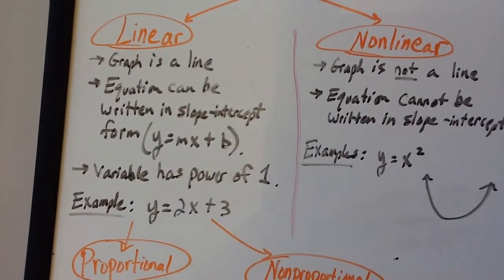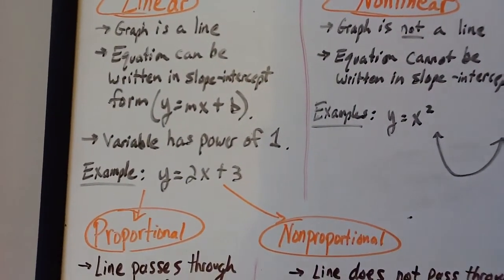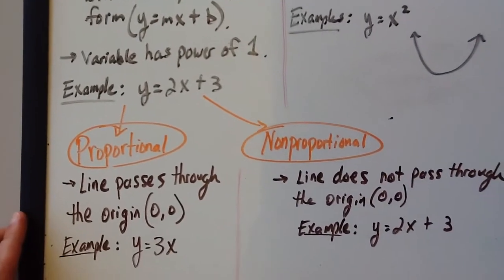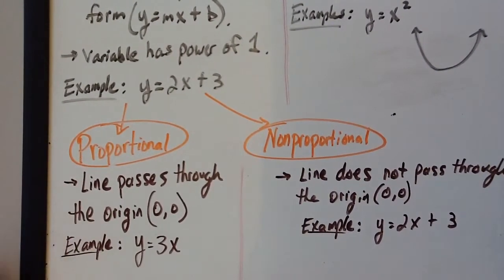Now, if the function is linear, it can either be what we call proportional or non-proportional. So proportional means that that line passes through the origin. It passes through 0, 0. And so an example of this would be y equals 3x. This is still in slope-intercept form. You may be saying, where's the b? I don't see plus anything.